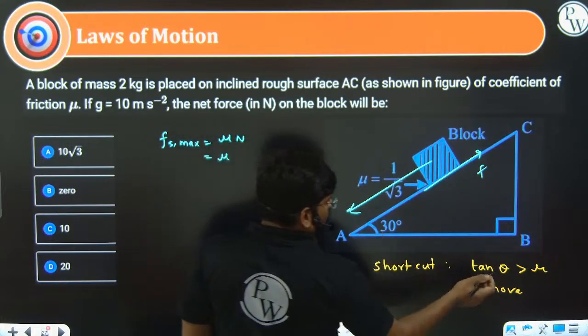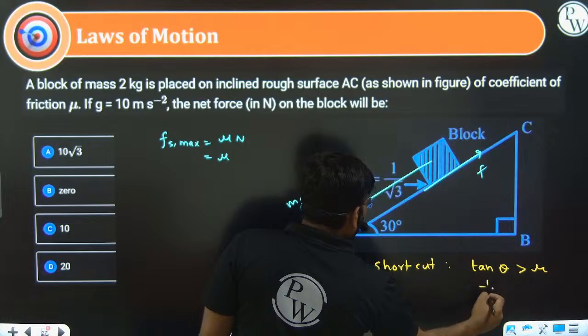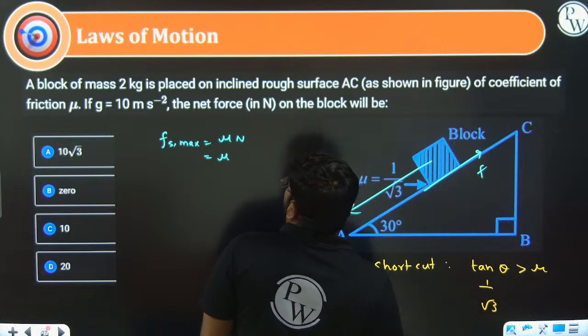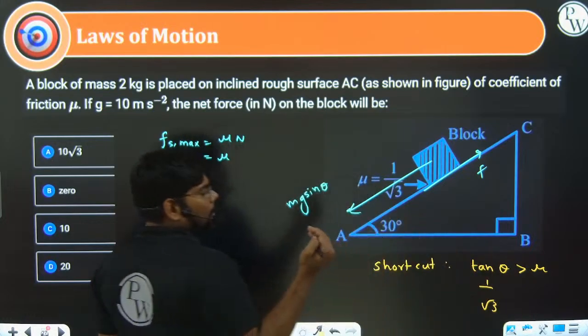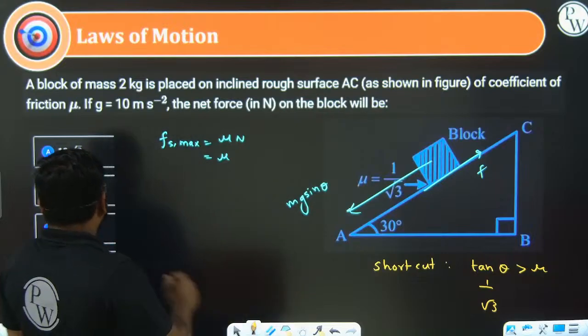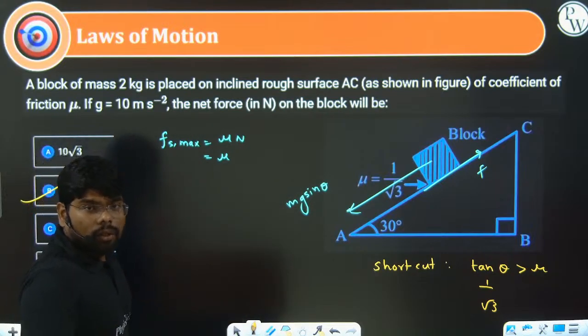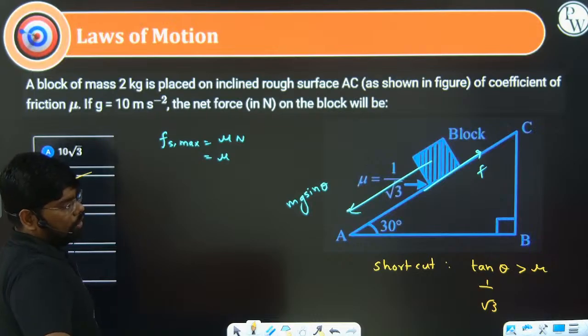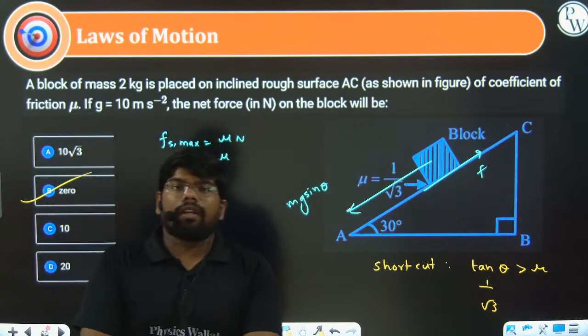Angle of repose. If you check what is tan theta here, it is 1 by root 3. And what is mu also? 1 by root 3. When both are equal, does it move? No, directly we can say the answer is 0. Net force is 0 because it is not moving. When the body is not moving, it is in equilibrium.